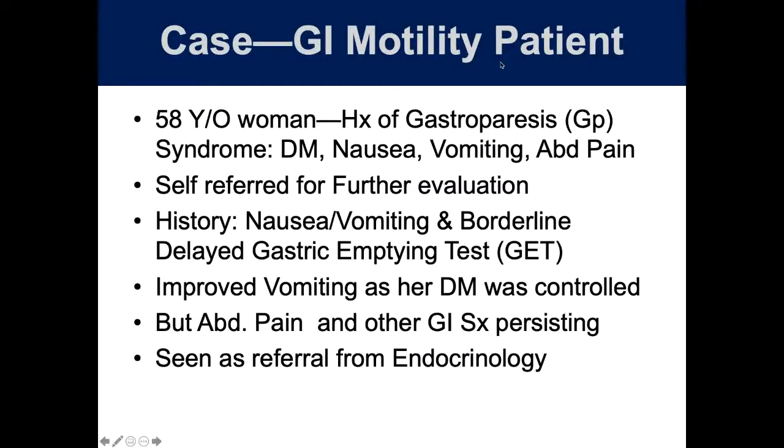But let me start out with an actual patient, a 58-year-old woman with a history of gastroparesis syndromes, which I'll talk more about, who had diabetes, nausea, vomiting, abdominal pain, which are the three cardinal symptoms. Self-referred, actually, for further evaluation. She had a borderline delayed emptying test, and with improvements in her diabetes from endocrinology, her vomiting was improved, but abdominal pain and other symptoms persisted. She was referred by endocrinology, but she also found her way to us. So I'll talk about her as we go along.